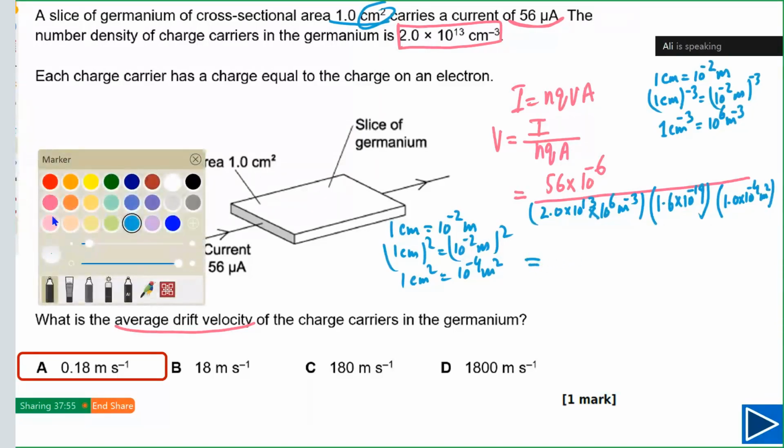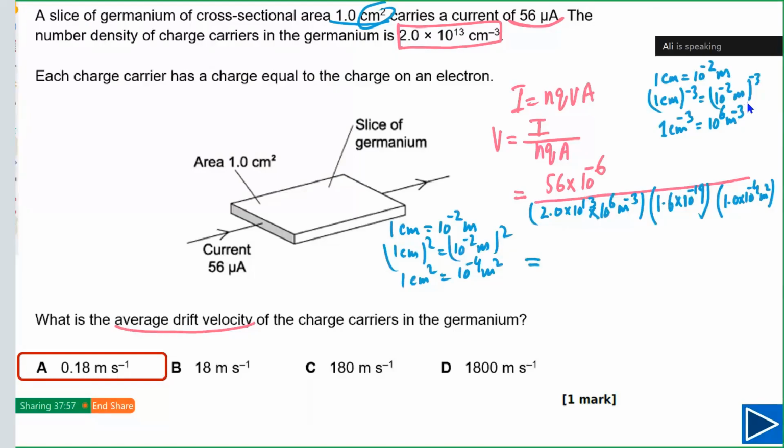The main point you need to understand about this question is this point. This one is what you need to understand. And now if you solve this one, your answer will be 0.18 meters per second. And this one is the right answer. Okay, I hope this is clear to you. This is the main concept. This point you need to understand, and this point you need to understand, because these are basic concepts. How to convert units.